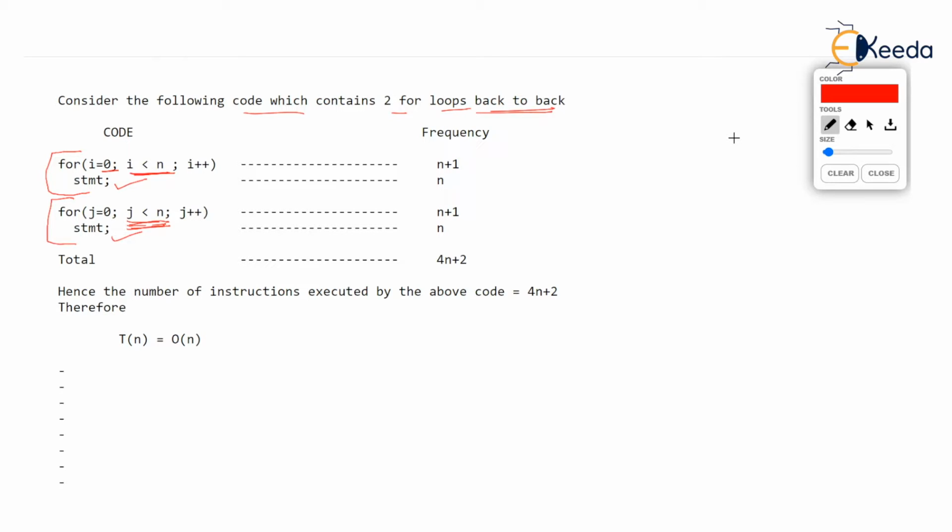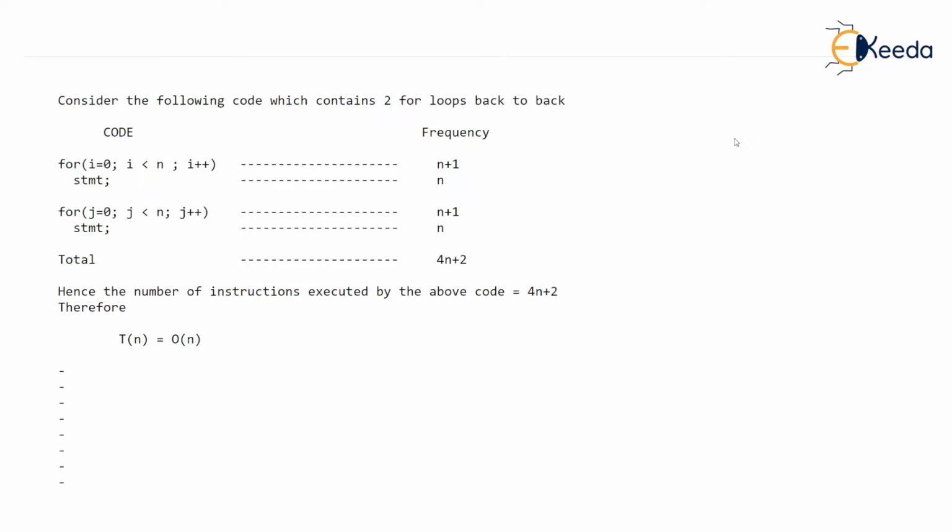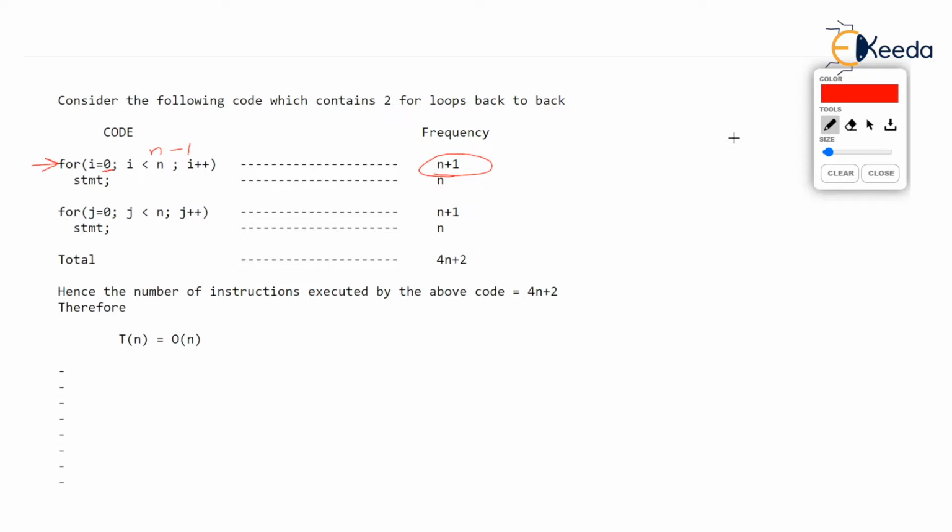So if we go with our frequency count method, it is easy to see that this for itself will be checked n plus 1 times because it is running from 0 to n minus 1. Assume n is 4. If n is 4, then the for will be checked for i equal to 0, 1, 2, 3, correct? And then 4. When i becomes 4, the loop will break, isn't it? Because i should be less than n. So it is actually checked 5 times when n is 4. Hence we have said that the frequency of the for itself is going to be n plus 1.